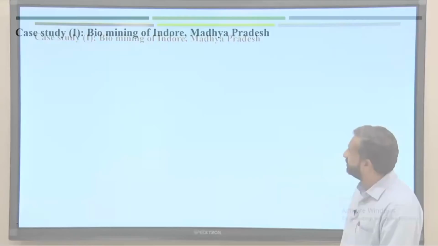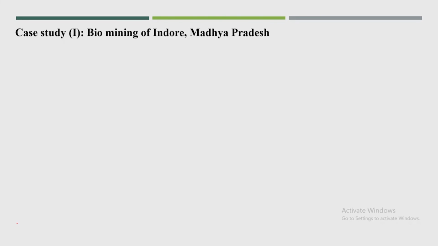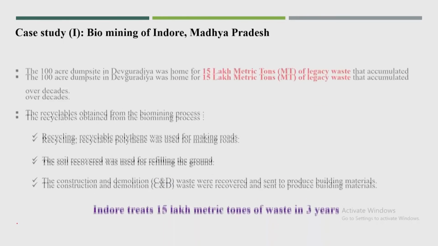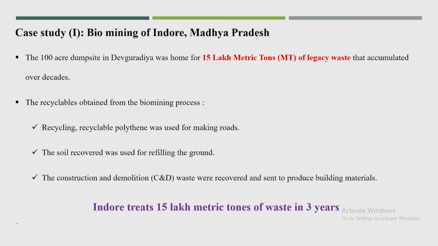So, the first is Indore. I think this is one of the cleanest cities in India, or is the best clean city. So, they had a 100-acre dump site in Devguradiya, which was home to 15 lakh metric tons of legacy waste that accumulated over decades.